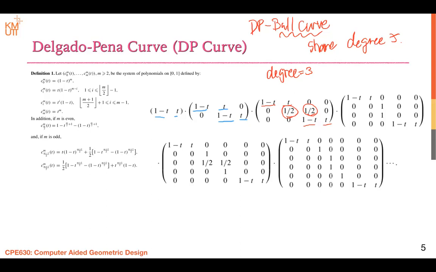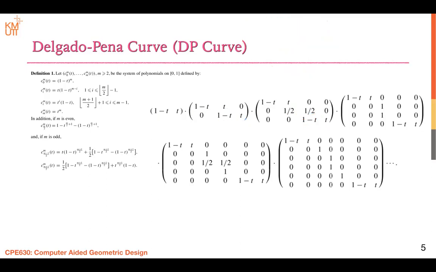But for the DP curve, because this term is not 1 over 2, for sure, we cannot call it DP ball curve, right? So when I knew this, I wrote a paper in order to claim that you have to call it the DP curve. And from that time, when my paper was published, everyone calls it DP curve instead of DP ball curve. This is the history.